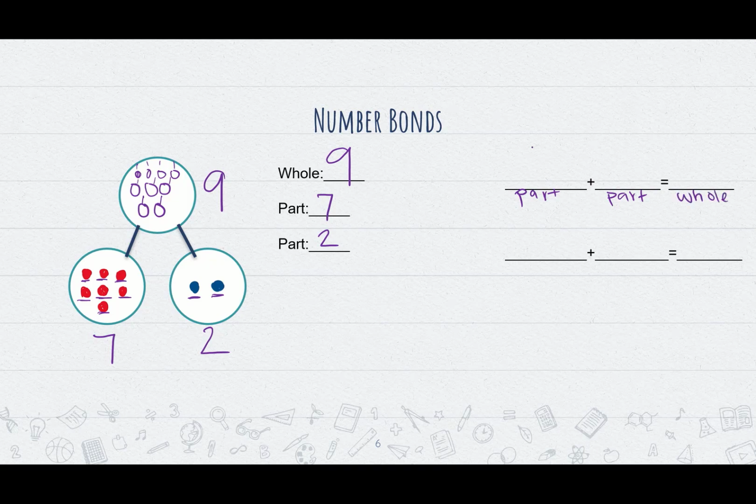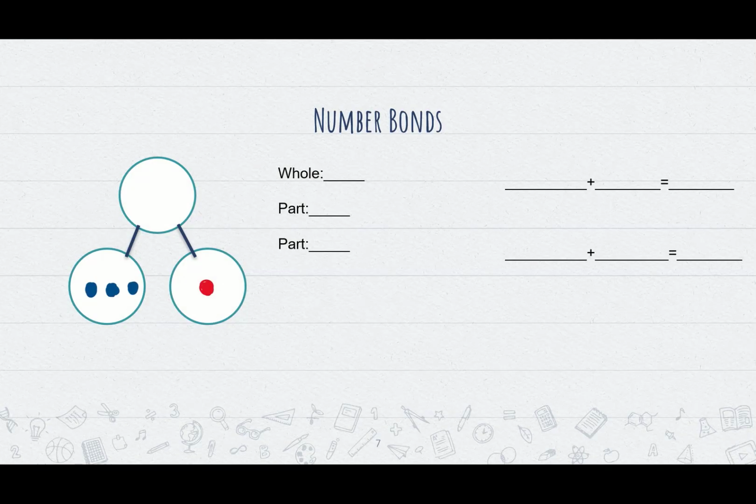So our part is 7 plus a part of 2, and we said that 7 plus 2, if we put them all together and count them, we get 9. So our whole is 9. And then we can switch our parts and write another sentence. We can say 2 plus 7 equals 9. So we're going to try that one more time, just for a little more practice. So we have our two parts, our part and our part, and we are trying to figure out our whole.